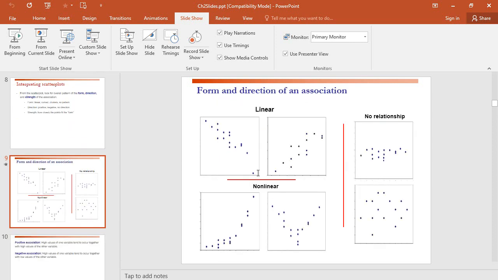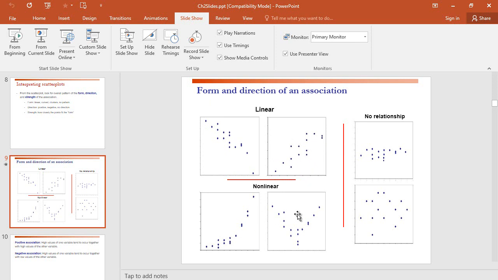So here I have a bunch of scatter plots. In the first two scatter plots, I would say that the overall pattern is a line. In the first scatter plot, notice that as the explanatory variable increases, the response variable is decreasing, so this is a negative relationship. In the second picture, as the explanatory variable increases, so does the response variable, so this is a positive relationship.